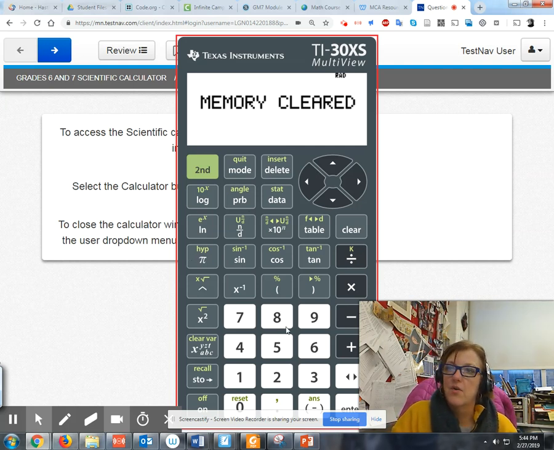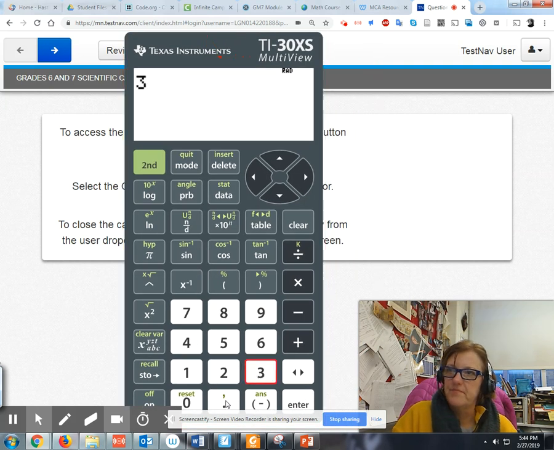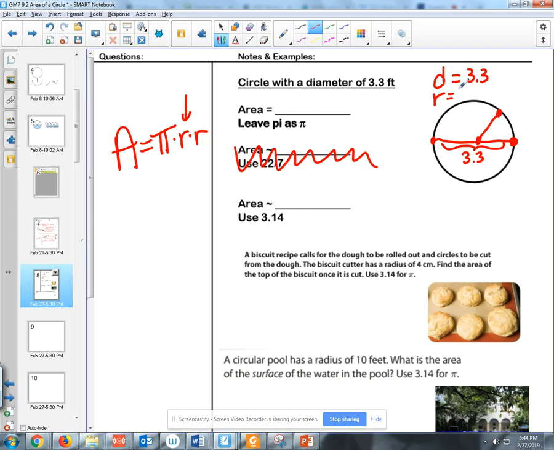All right. So take 3 3/10 and divide it by 2. And that should give us 1.65. Okay, so back here, I know my radius is 1.65. So if I went to calculate using pi as pi, the Greek letter, I'd have to take 1.65 times 1.65 and then calculate this out.